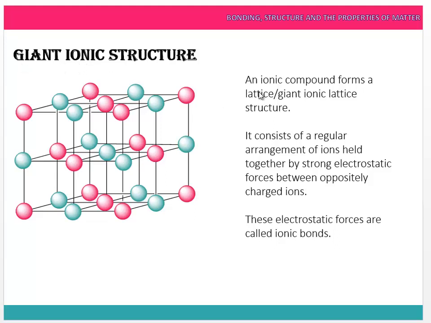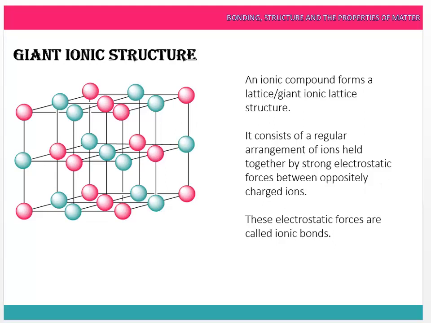An ionic compound forms a lattice, or giant ionic lattice structure. It consists of a regular arrangement of ions held together by strong electrostatic force between oppositely charged ions. Previously, we said that a metal is positively charged while a non-metal is negatively charged in terms of ionic formation. When we have negative and positive charges, we call that type of force an electrostatic force. So when those forces interact together, they result in ionic bonds.